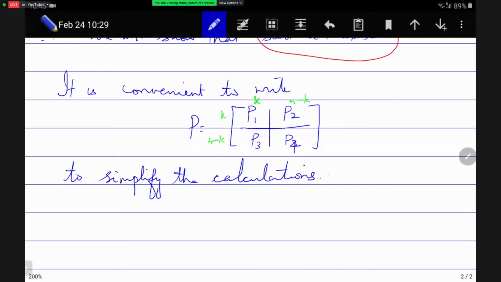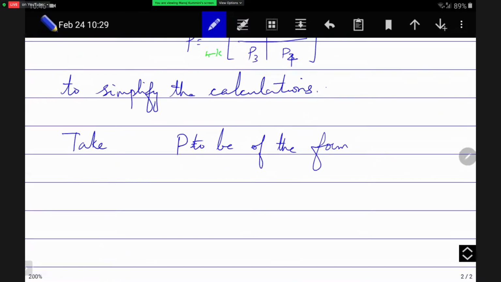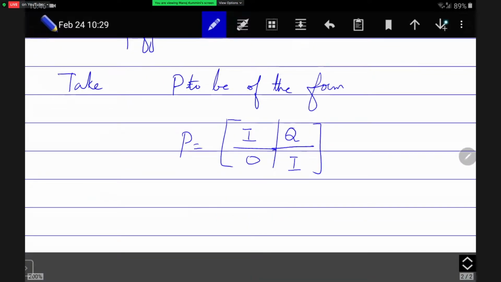In fact, we can even take P1 and P4 to be identity and P3 to be 0, and it would still work. So now let us take P to be of the form where P1 is identity, P3 is 0, and P4 is identity, and here it's unspecified, where Q is yet to be determined.